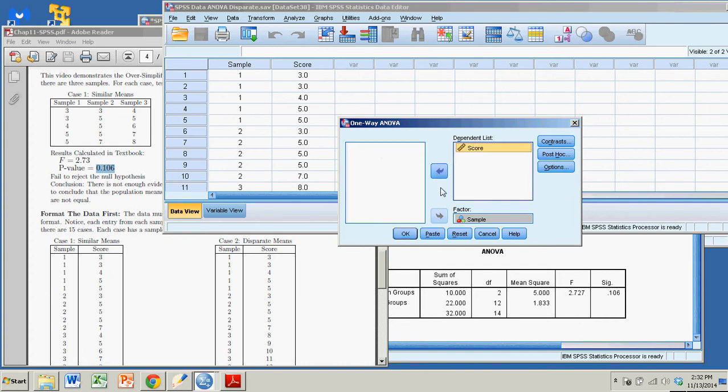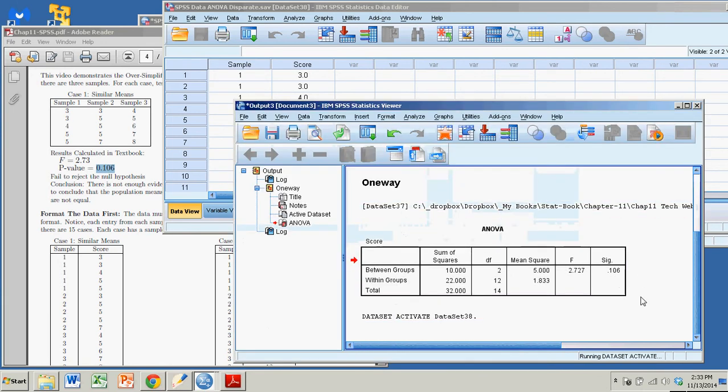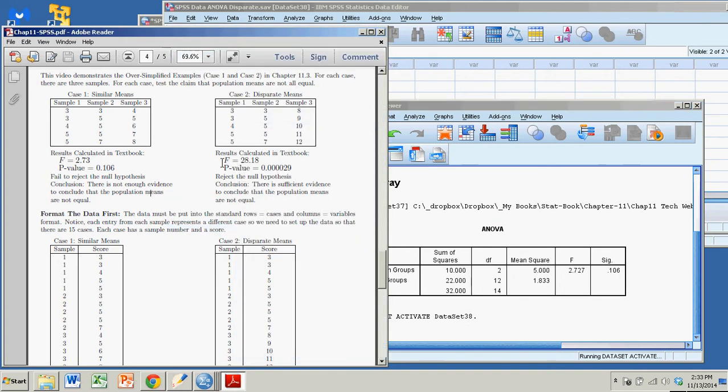taking a little bit of time here, let's preview what we're looking for. In the book, we calculated a test statistic of 28.18. That's pretty big. That's because this mean was so much higher than the others, and my variance between groups got very large. And my p-value is hence very small, 0.00029, which SPSS will probably, and in fact did, round to 0.00, because it rounds to 3 decimals.